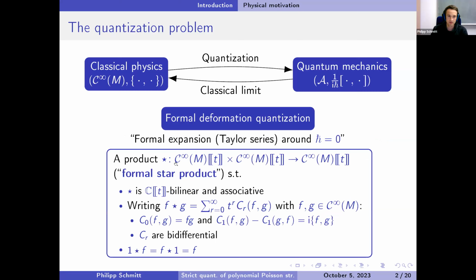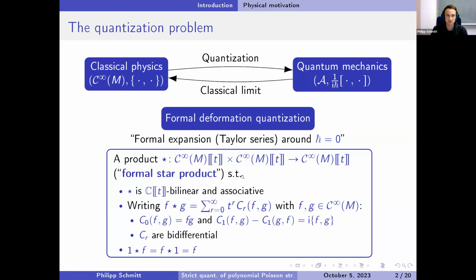Okay, and then as I guess most of you know, the definition of a formal star product is just that we have some bilinear and associative product on these formal power series of smooth functions that, when we write f star g, which is a formal power series of smooth functions, in the form t to the r and then some operator C_r of (f, g), then we want C_0 to be the usual multiplication. The antisymmetrized first order should be i times the Poisson bracket, to get the correct time evolution in the classical limit, and these operators should be bidifferential in a differential geometric context. Okay, and finally we just ask for normalization, so 1 should be the unit for the star product.